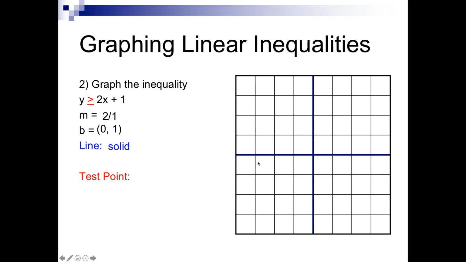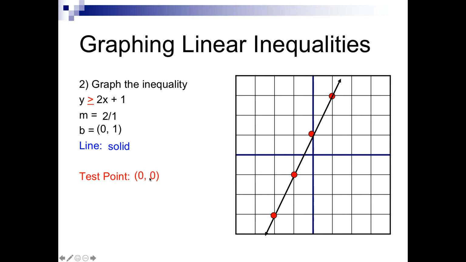So let's graph it. We go over here to (0, 1), and then we go up right 1, make a dot, come down left 1, make another dot, and make another dot here. And now we're going to draw a solid line through there. And the test point we're going to pick again, (0, 0), my favorite, which is right here.